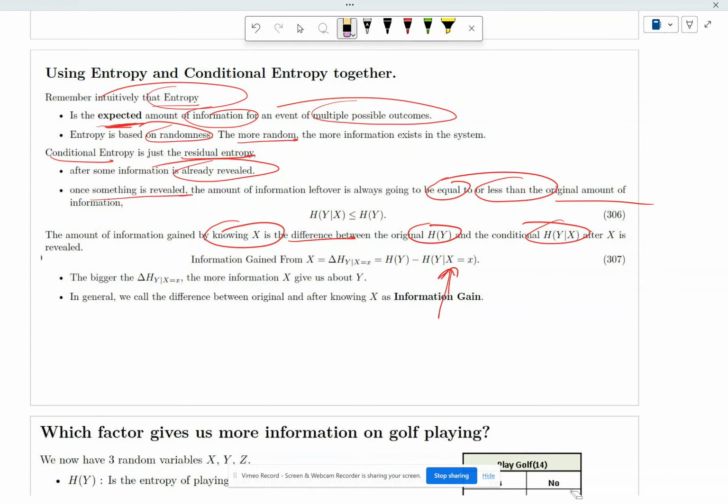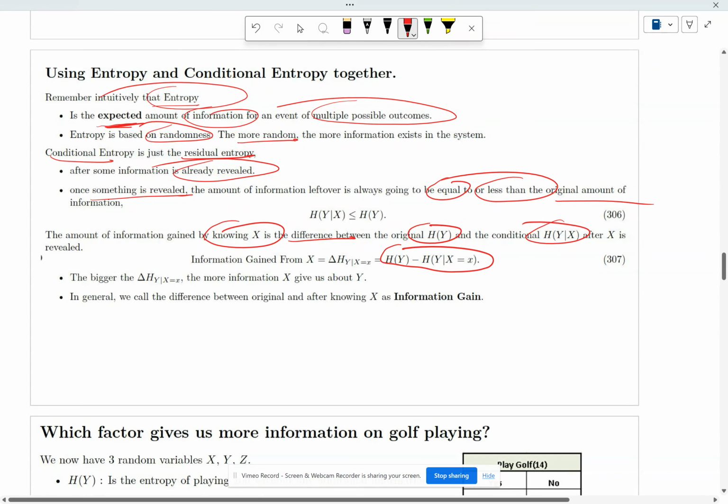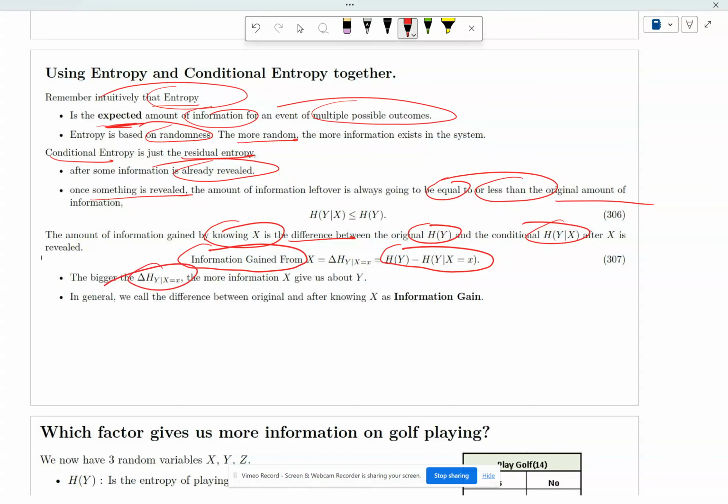So if this right here is like the original and one is the leftover, then the difference must be the amount of information gained. So how much did your information gain from having X being revealed? Of course, the bigger the information gain, the more information X is telling us about Y.